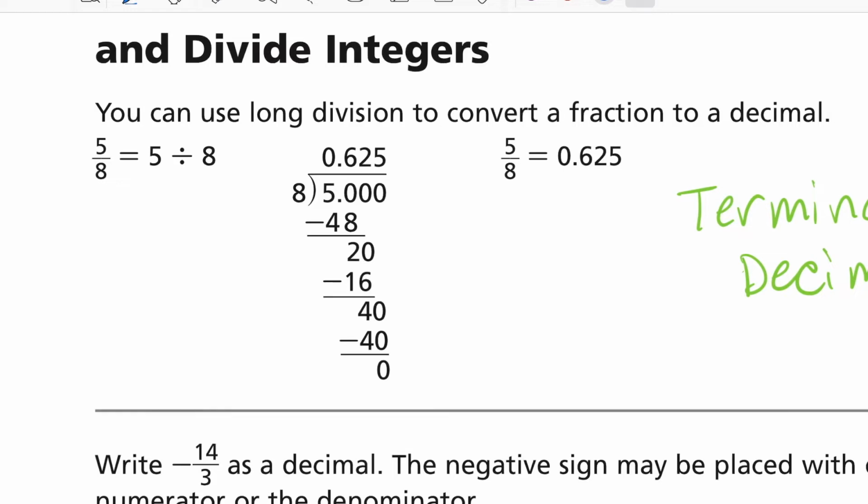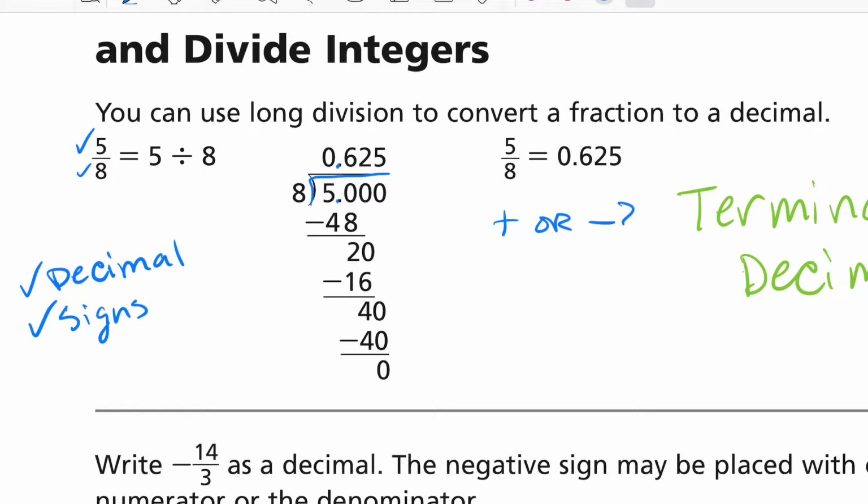You have your numerator inside of our little dividing house and our denominator on the outside. One thing to remember is make sure to bring your decimal up. So don't forget your decimal. And now in 7th grade, we need to watch our signs. So always bring that decimal up. And then in your answer, is it positive or negative?